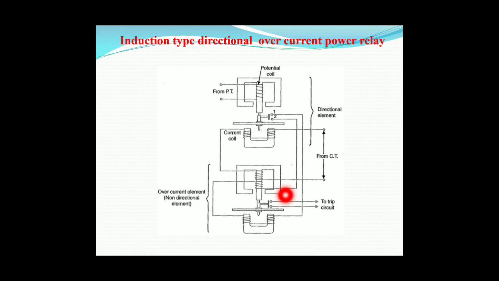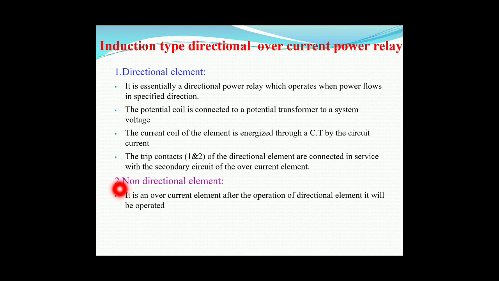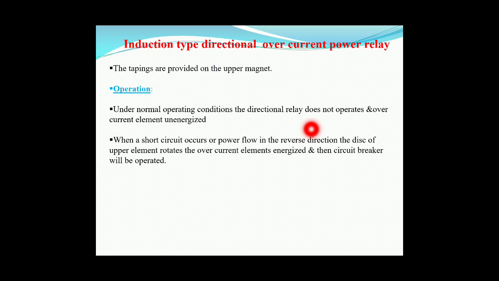The plug setting bridge is also provided in the relay, for current settings. The tappings are provided on the upper magnet of the overcurrent element and are connected to the bridge. The second one is the non-directional element. It is an overcurrent element, and after the operation of the directional element, it will be operated.